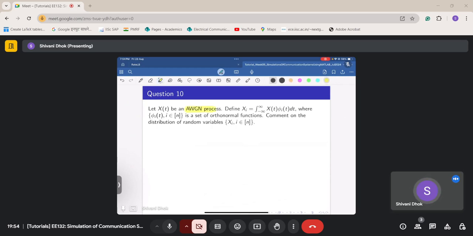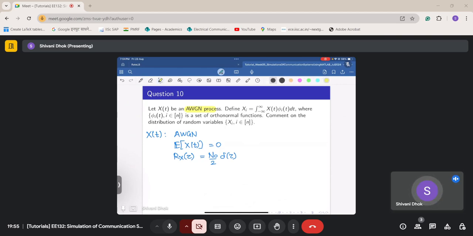So what this question says is, let x of t be an additive white Gaussian noise process. So what we mean here is x of t is AWGN. For that, the expectation of x of t is equal to 0. And let's say the autocorrelation function Rx of tau is N0 by 2 delta tau. Let me define it in this way.